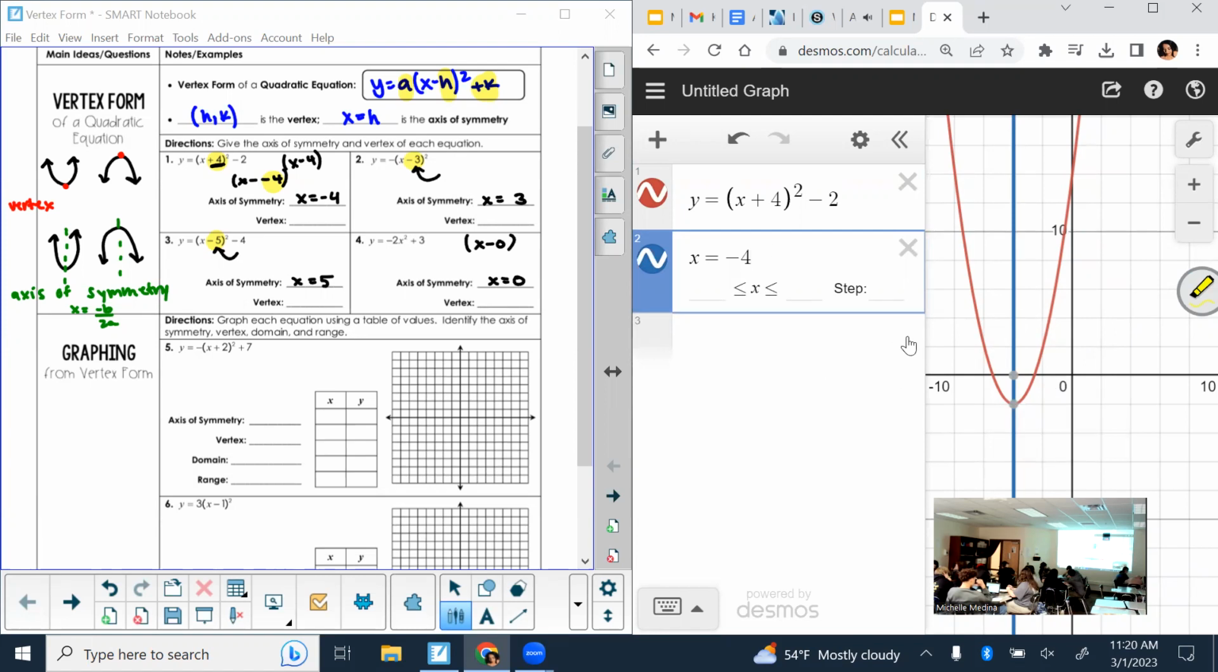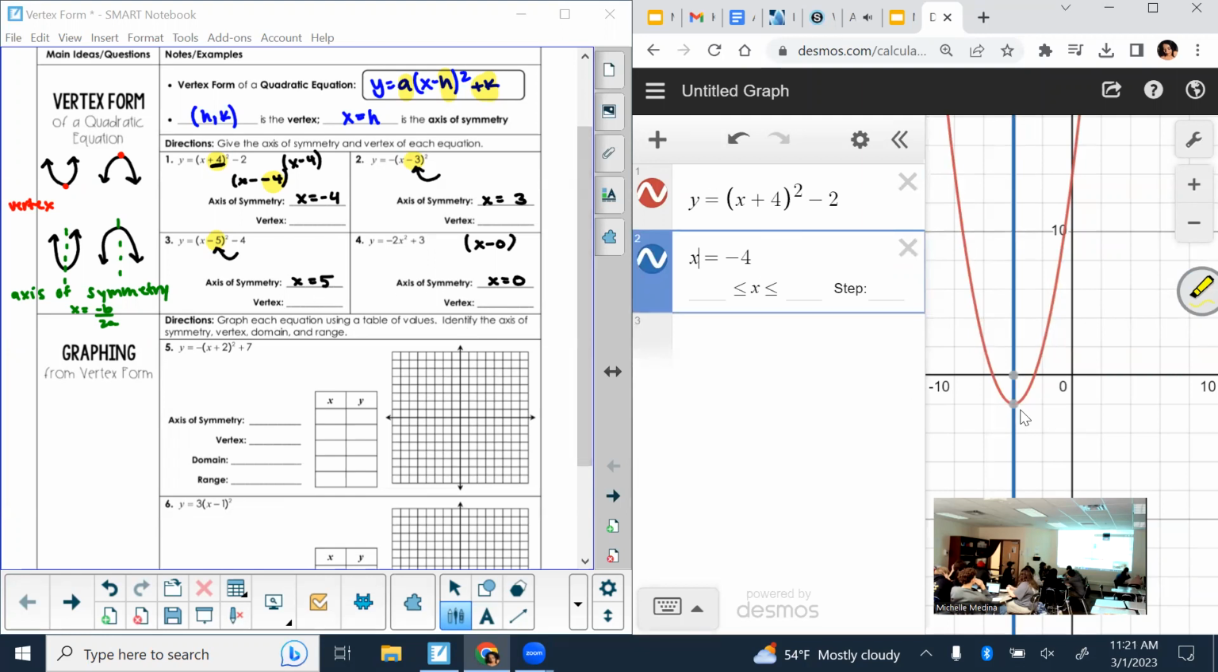If I just type in x equals 4, it's like way over here and not making it symmetrical. Make sense? So that is why the x equals matters. Because if you put y equals, now that's a whole different line. So it has to be the equation of a line that goes down the middle. Questions?